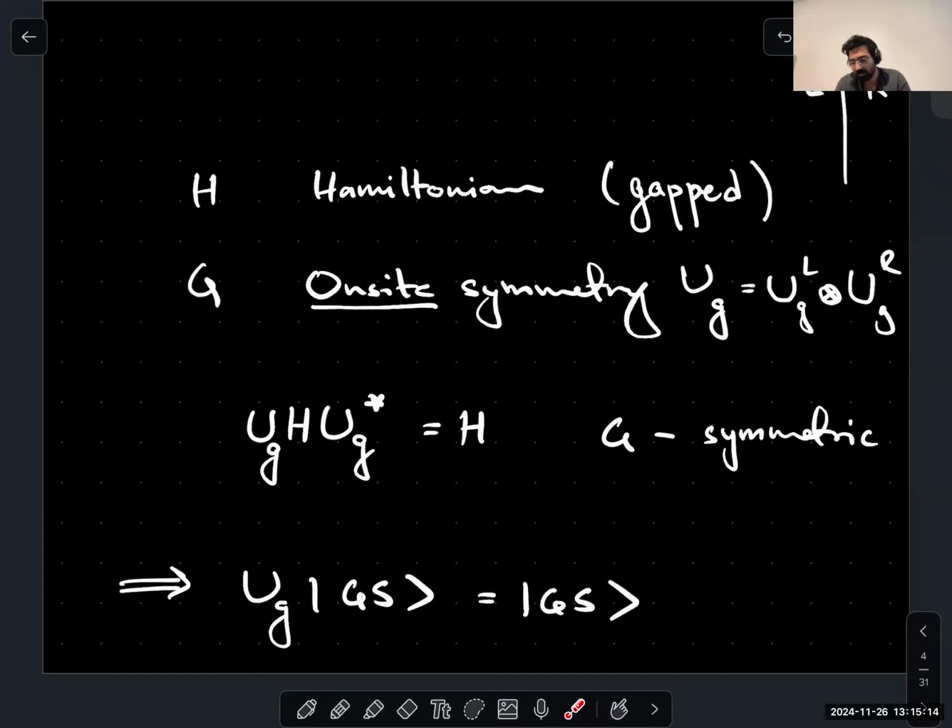Okay. Also, our Hamiltonian is going to be G-symmetric. And what that means is you take the whole symmetry and conjugate the Hamiltonian with the symmetry, and then you get back the Hamiltonian. Easy peasy.